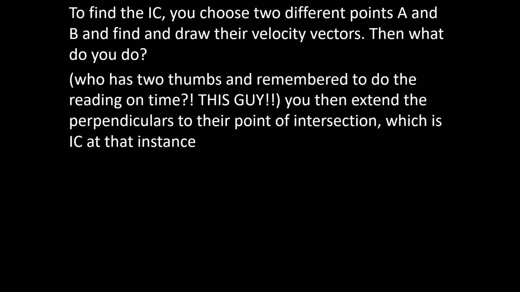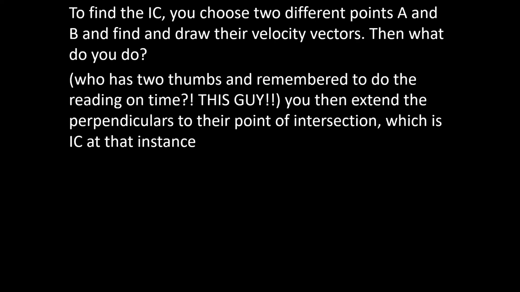All right. Let's go to the next question here. To find the instantaneous center of zero velocity, you choose two different points, A and B, and then find and draw their velocity vectors. Then what do you do? They say you then extend the perpendiculars from the velocities to their point of intersection, which is the IC at that instant. Yes, that's right.